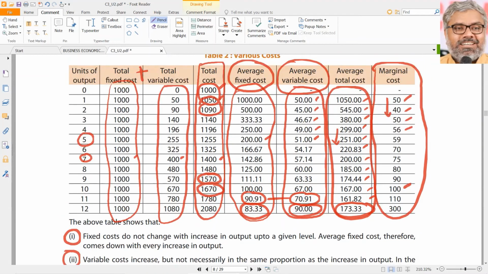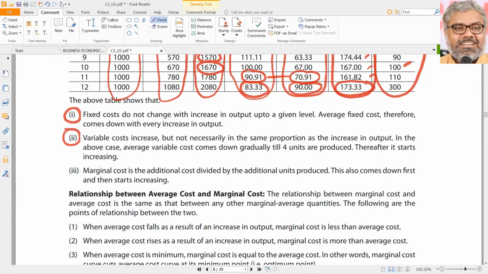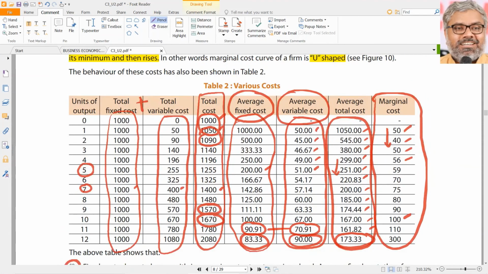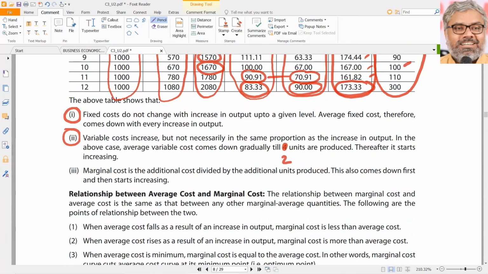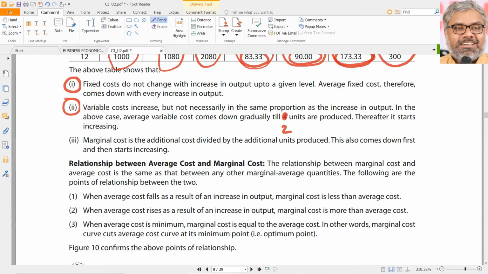2 units are produced. I said 4 units, but that is wrong. Till 2 units are produced, the average variable cost comes down in this table. Earlier the average variable cost was 50, and for 2 units the average was 45. Then it started increasing. Afterwards, for producing 3 units and onwards, the average variable cost will keep on increasing.